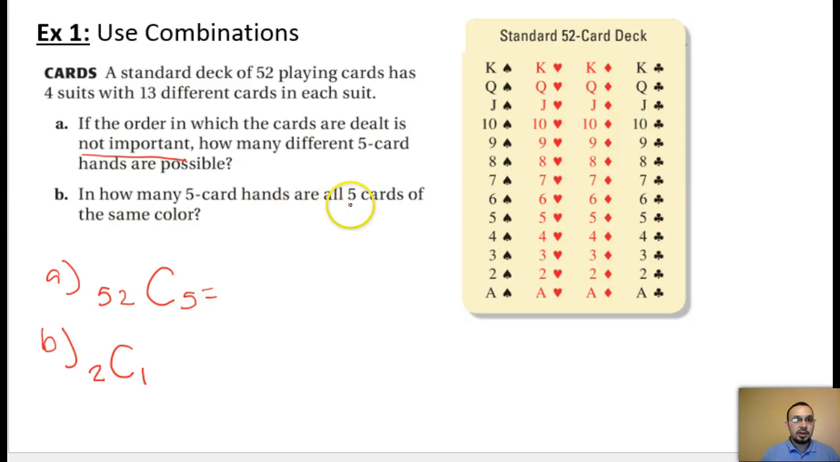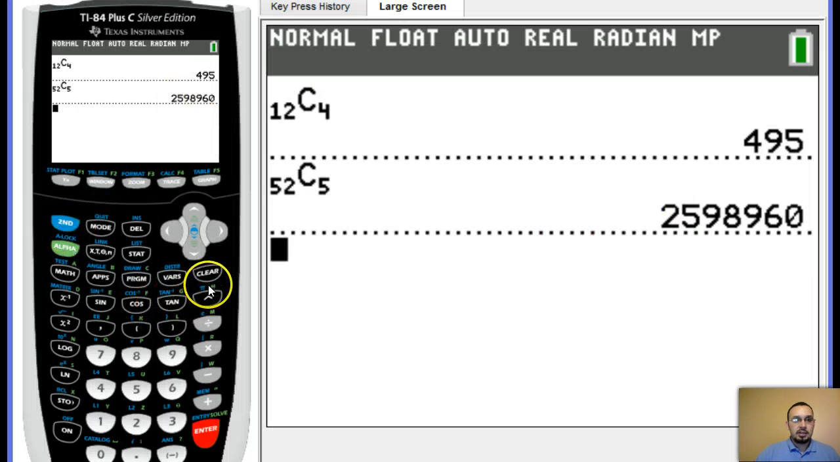So since we're using the word and, so we choose one of them. And means multiplication. Out of those, or the single color, how many cards of a single color do I have? I have 26 of them. So I have 26 red or 26 black. So out of those 26, how many am I choosing? I'm choosing 5.